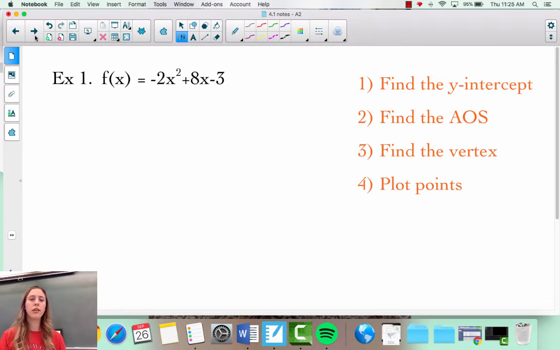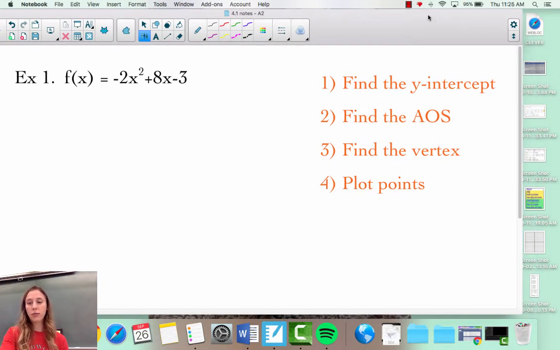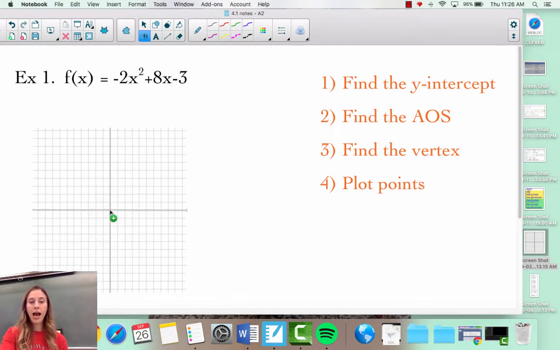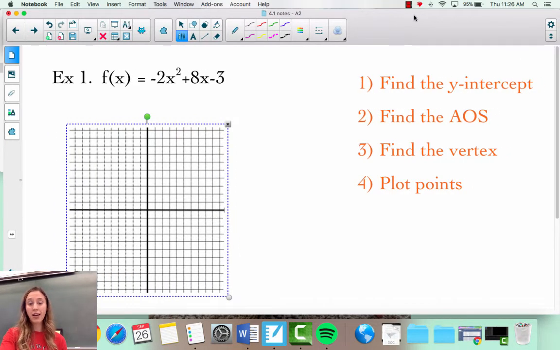We're going to start off by using an equation that's in standard form. I wrote 4 steps that would be really helpful to follow when you're wanting to graph an equation in standard form. The first one is to identify the y-intercept, and we just talked about in the last slide how the y-intercept is always that constant. So this number right here, that is your y-intercept. I'll write that the y-intercept is at the point 0, negative 3. So I'm going to go ahead and plot that.